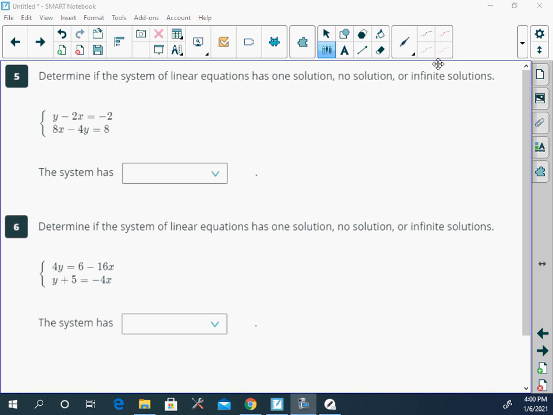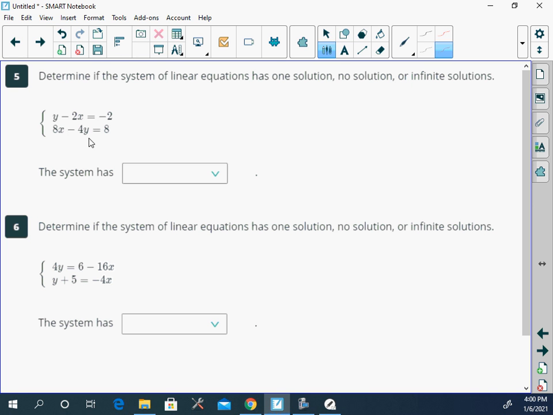Looking at numbers 5 and 6, these are similar to 1 through 4, except with these we might end up with a weird situation where we get like a 0 equals 0 or a 2 equals 4, and we have to know what that means. So we can do the same idea as what we were doing in those previous problems, and I would probably try to either cancel out the x's or the y's here.